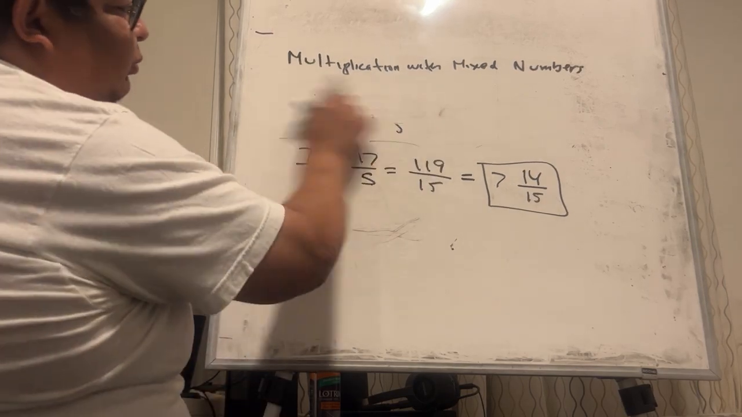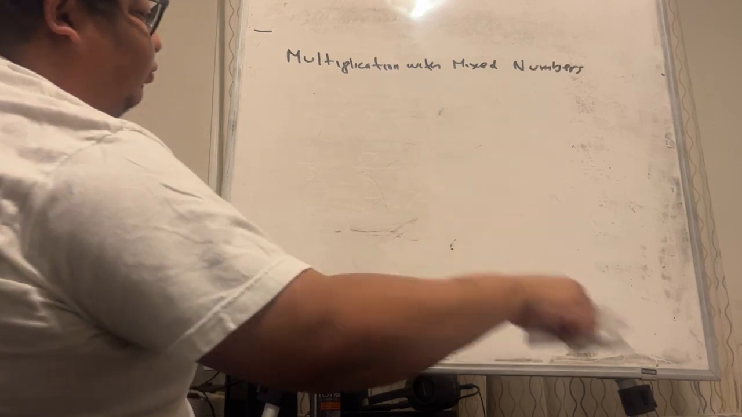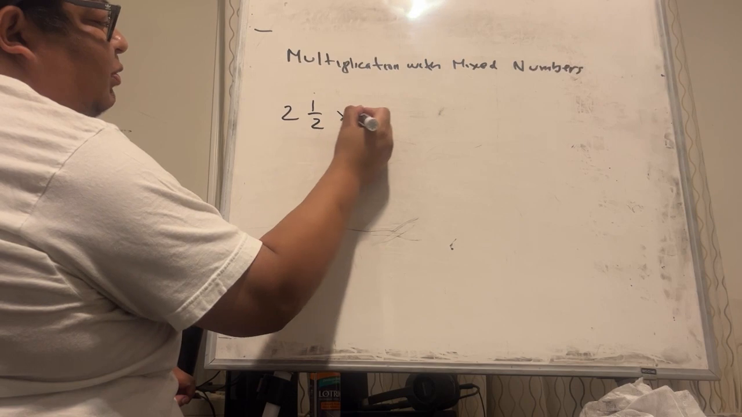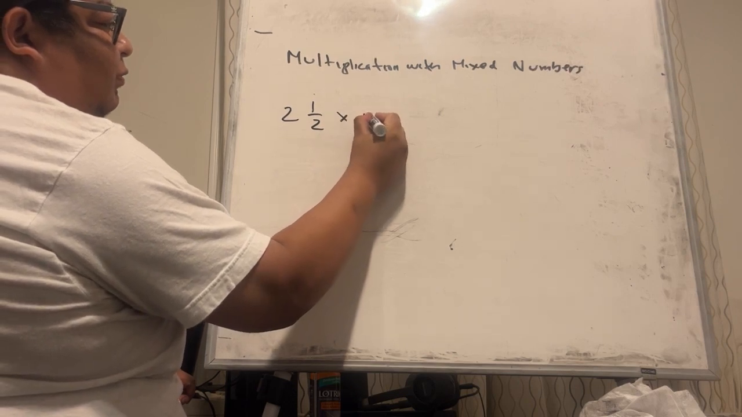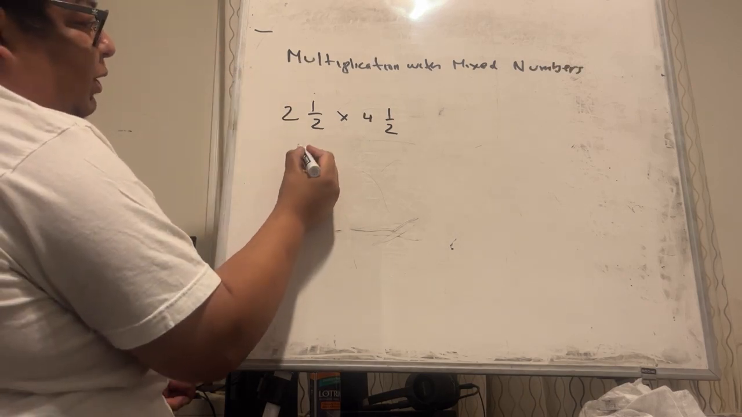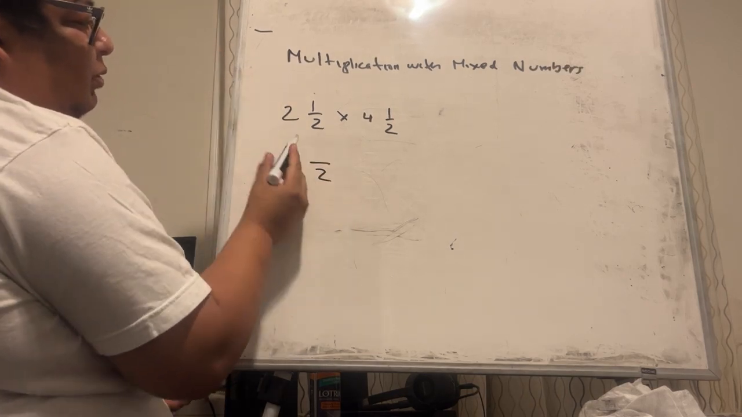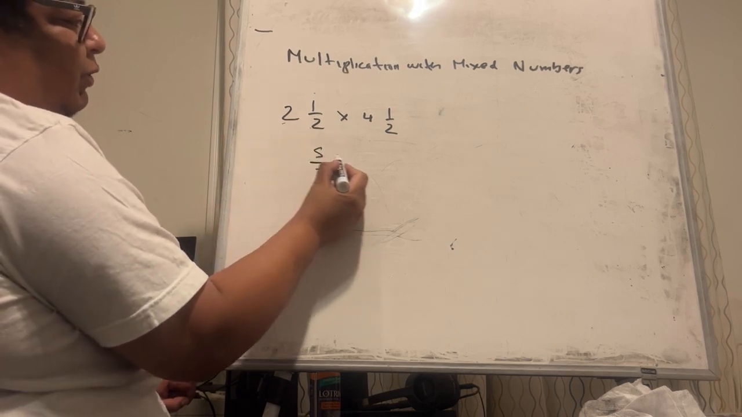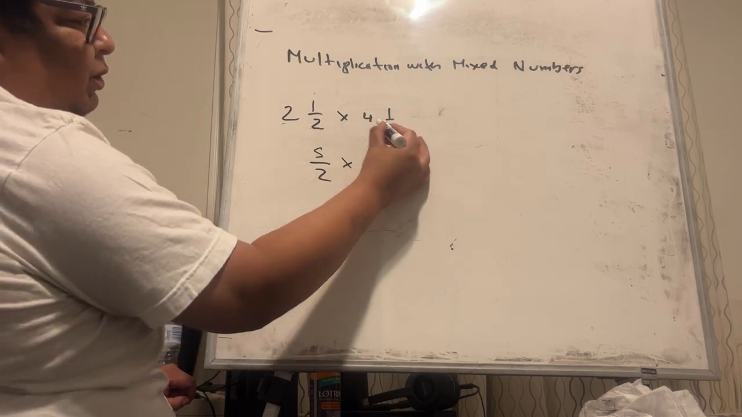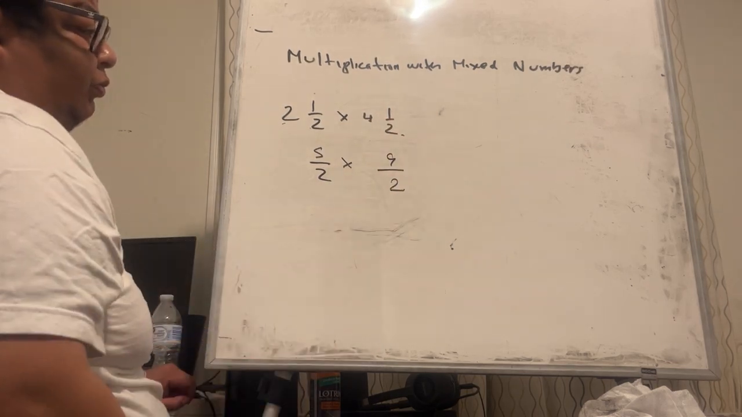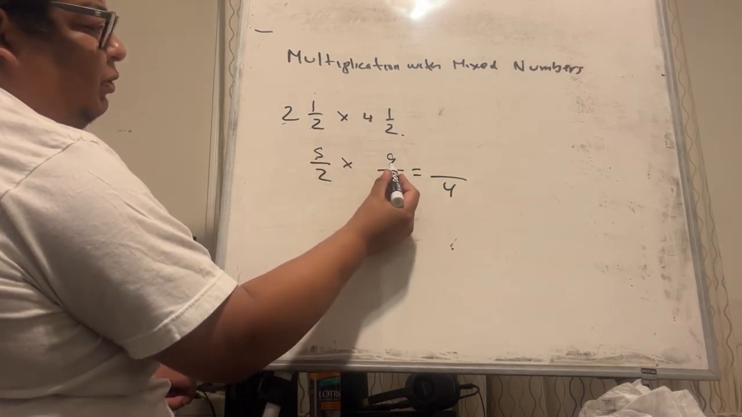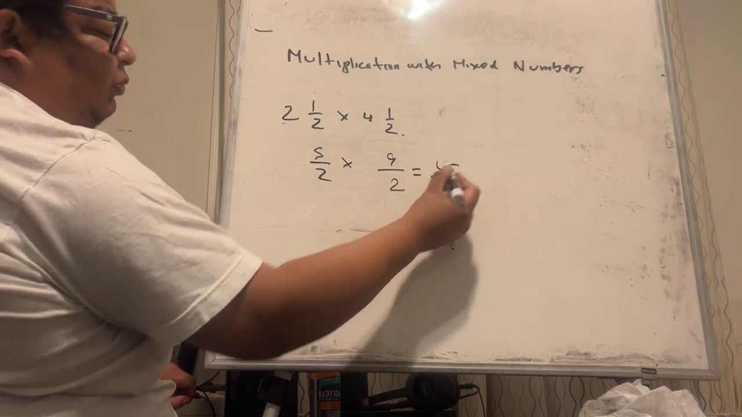Let's try one more. So let's do 2 and 1/2 times 4 and 1/2. Okay, so same thing. 2 on the denominator, 2 times 2, 4 plus 1, 5, 2 on the denominator, 2 times 4, 8 plus 1, 9. Multiply 4 on the bottom, 5 times 9, 45.